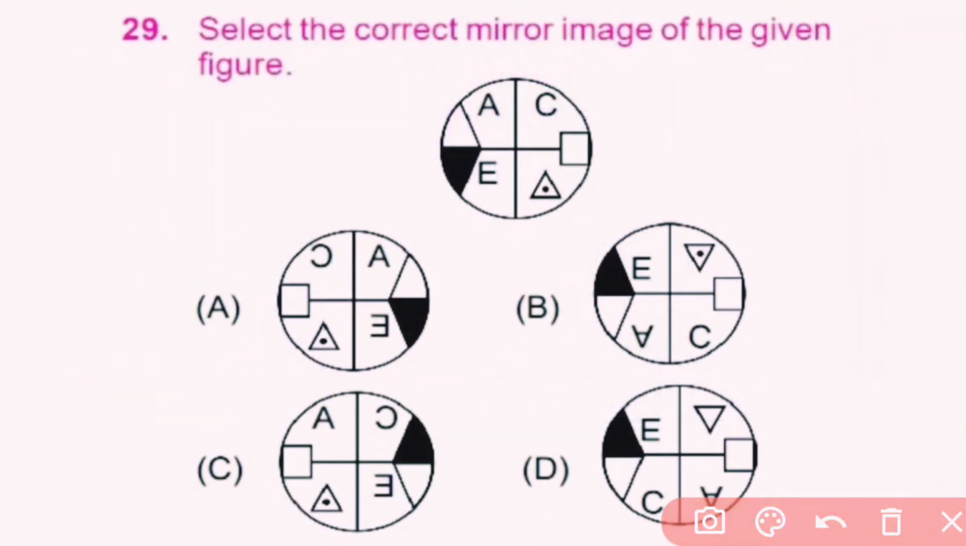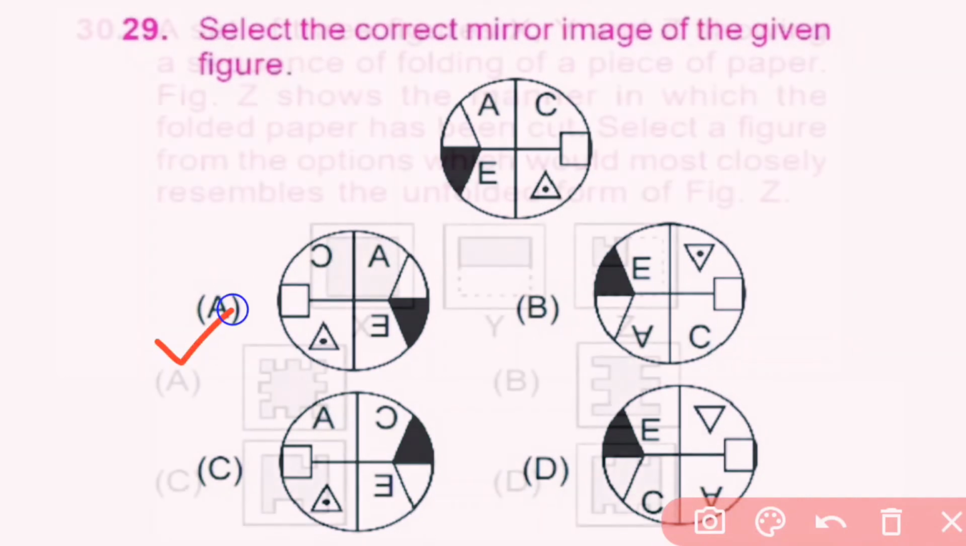Question number 29. Select the correct mirror image of the given figure. So the correct mirror image of the given figure is A. Option A is correct.